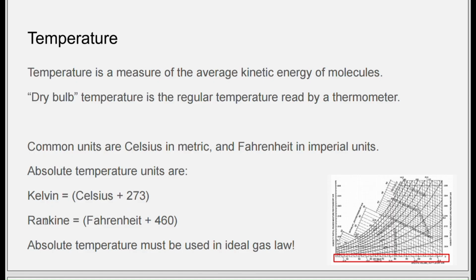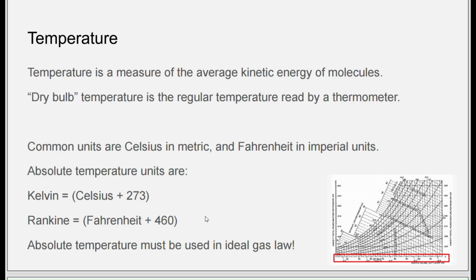A lot of times, if you're doing calculations, like for ideal gas law, you've got to use absolute temperature. For absolute scale temperature, you add 460 to Fahrenheit to get Rankine, which is the equivalent of adding 273 to Celsius to get Kelvin. So always use absolute temperature in the ideal gas law.